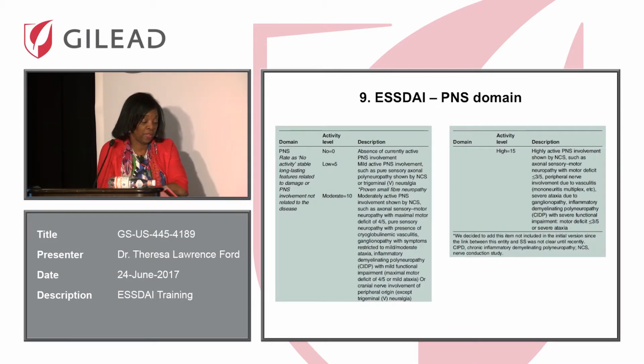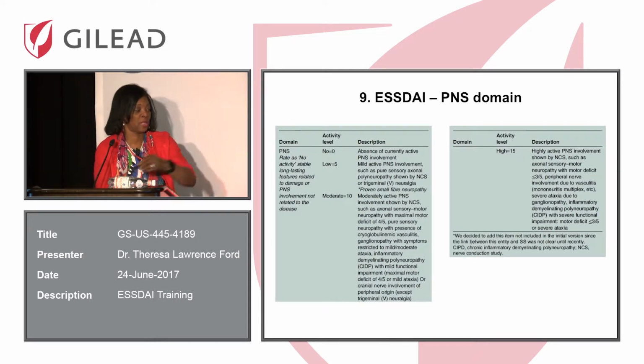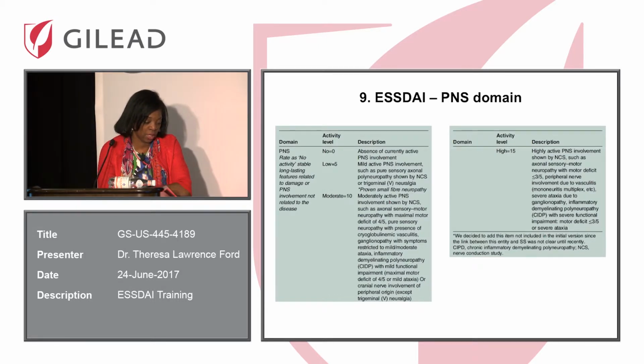Low, which would get an activity level of 5, is mild PNS involvement, such as a pure sensory axonal polyneuropathy shown by nerve conduction studies, or trigeminal neuralgia, and the proven small fiber neuropathy by skin biopsy was actually added because of the changing pathogenesis and the clinical studies that showed that that was significant. They added that item because it was not included in the initial version since the link wasn't established at that point. And not until recently was the chronic inflammatory demyelinating polyneuropathy, nerve conduction velocity evidence, found significant.